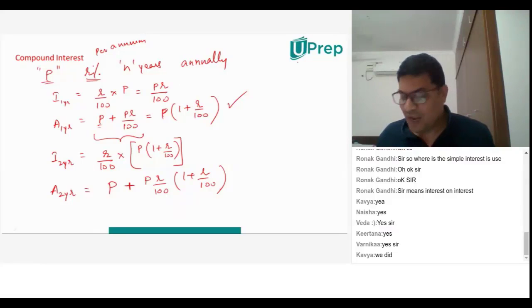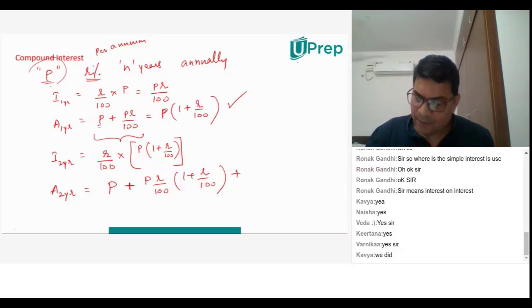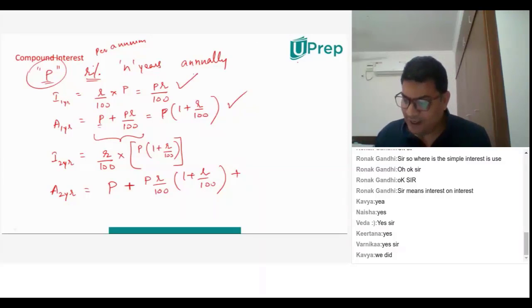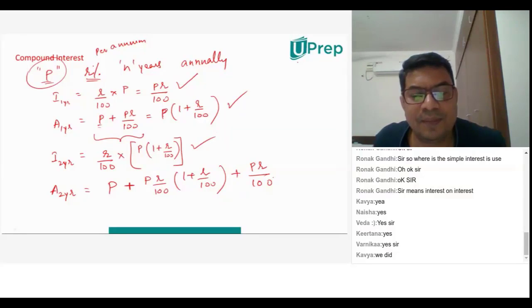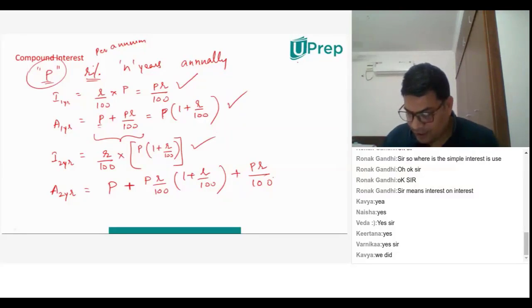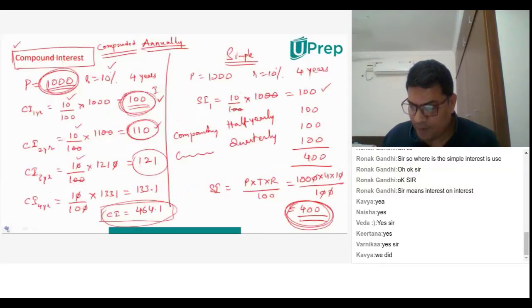Sir, I'll tell you why. We have to also add the interest earned in the first year, because amount at the end of second year is nothing but principal plus interest at the end of 1 year plus interest at the end of second year. So we have to add this PR by 100 also. Okay, I'll explain. Let's go back here.